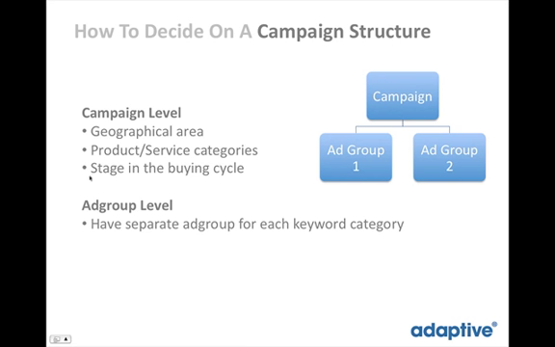Or you could base your campaigns on the stages in the buying cycle, where you may want to have a smaller budget for the earlier stages in the buying cycle, but increase your daily spend for the later stages where people are actually ready to make a purchase. And at ad group level, it's relatively straightforward, where you should have a separate ad group for each keyword category.